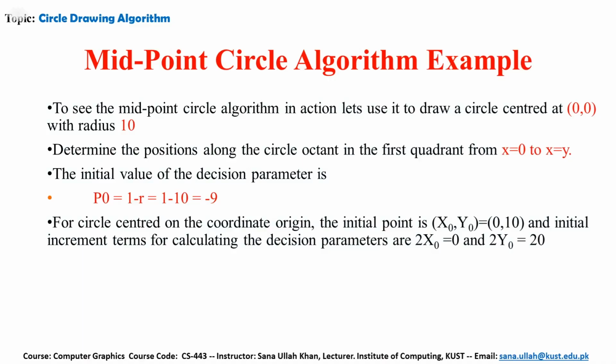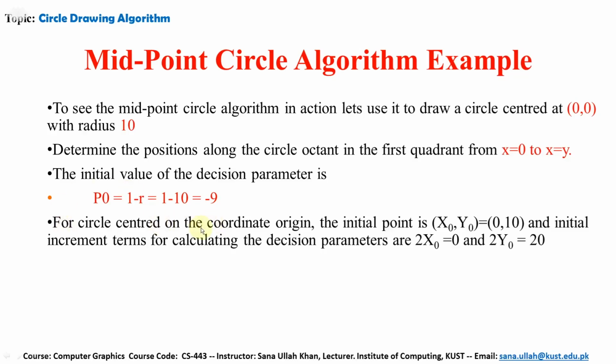So determine the position along the circle octant in the first quadrant, so x is equal to 0 up to x is equal to y. The initial value of the decision parameter is 1 minus r, because the radius is an integer value, which is 10. So 1 minus 10 is equal to minus 9. Minus 9 is less than 0, not greater than 0, meaning a negative value.